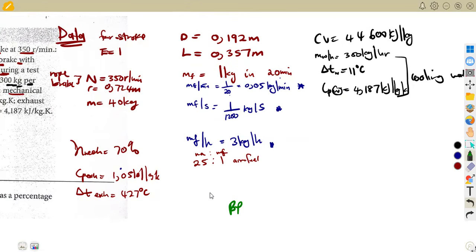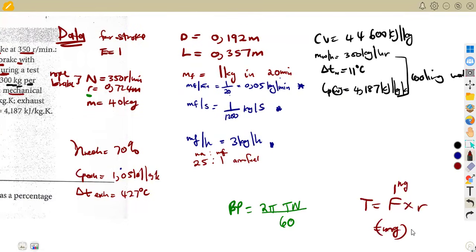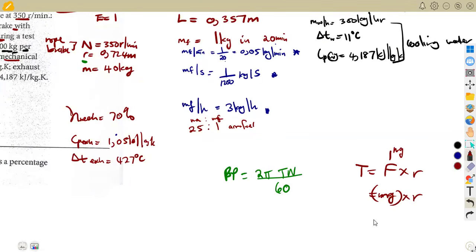From our 2 pi Tn over 60, we can calculate this. Remember, this formula, 2 pi Tn or Nt over 60, is one and the same thing, where T is our torque. But we are not given the torque in this case. We are given the radius and the mass. Remember that the torque is equivalent to the force times the radius, where force is mass times the gravitational acceleration. So we've got mass times gravitational acceleration times the radius, and that's how we're going to have the torque.